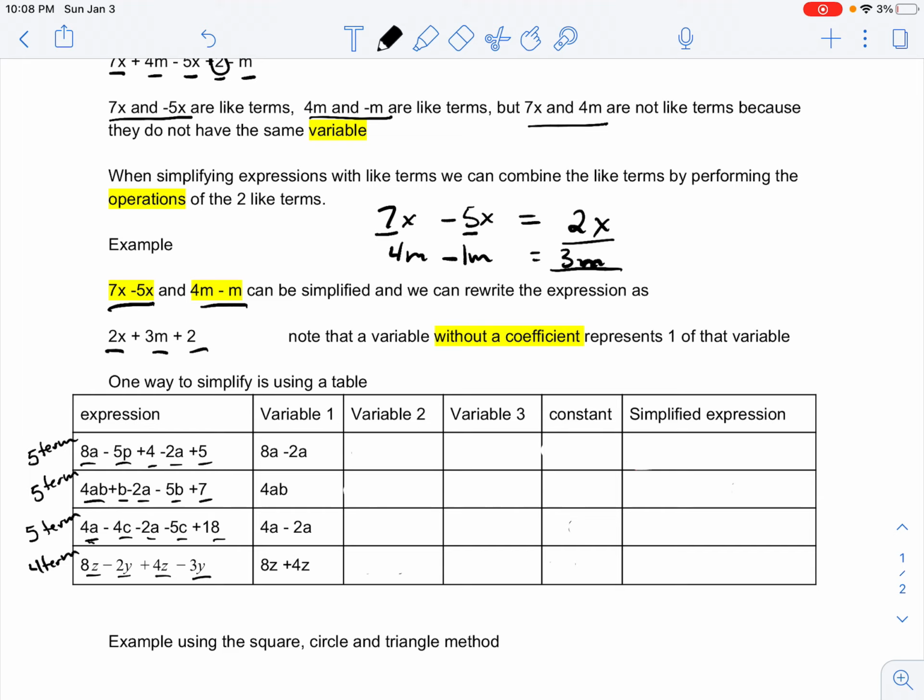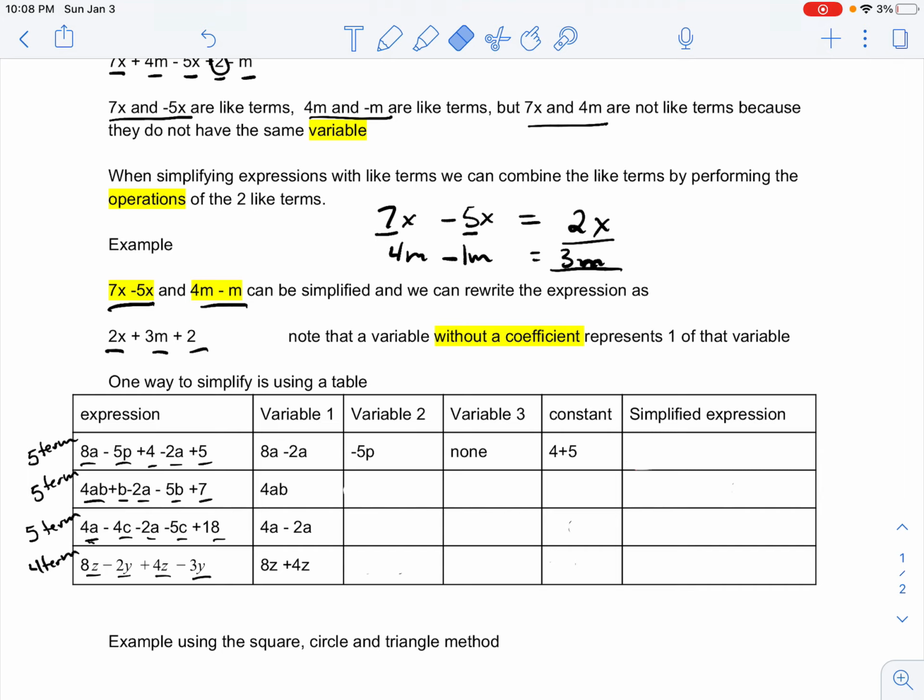So once again, there's 5 terms in these ones because there's 5 different things that are separated by a minus or addition. Okay, so getting back to simplifying, breaking it down, we've got our a is our first variable, so we've got 8a minus 2a. So there I've written them down. The next variable, we've got our p. There's only one p, so it's a negative 5p. Third variable, there is none. And then for constant, we have a plus 4 and a plus 5. So we've got 4 plus 5.